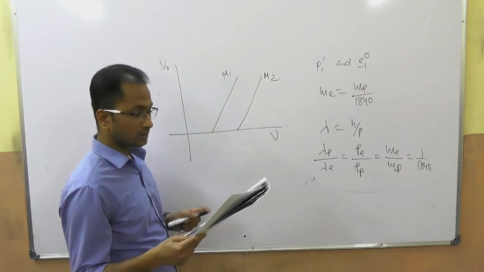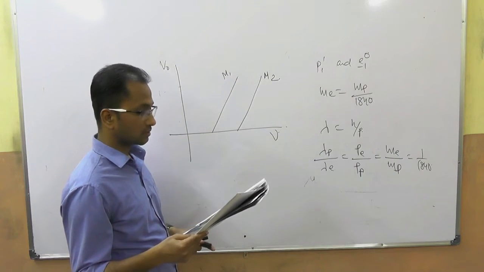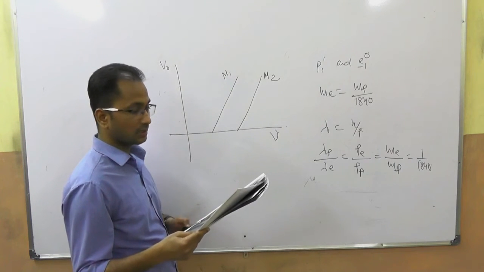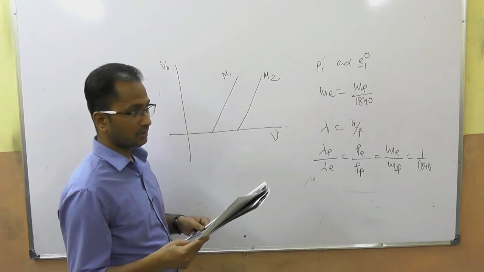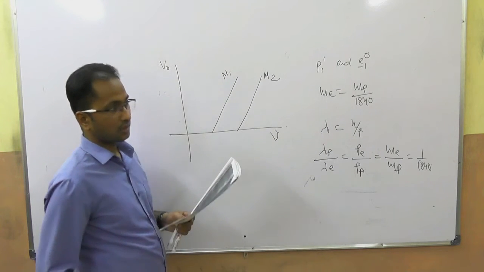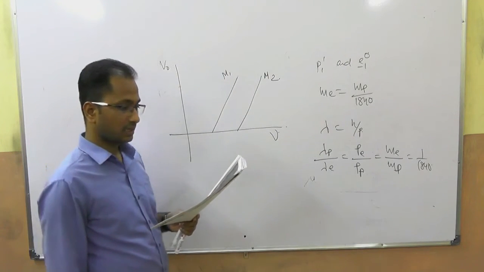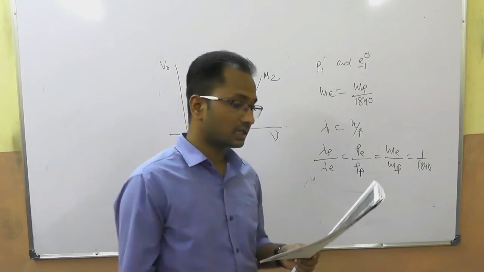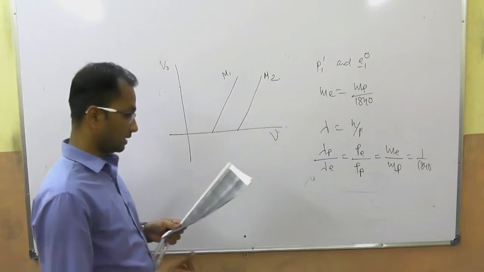Because silicon or germanium diodes do not emit energy in the form of light. Instead, they emit energy in the form of heat.